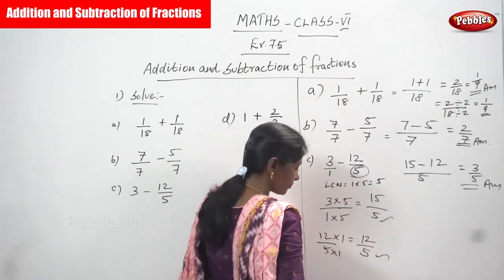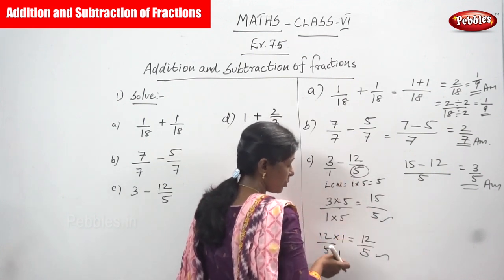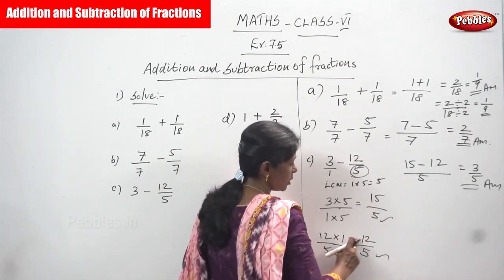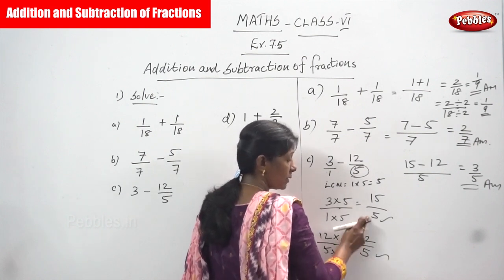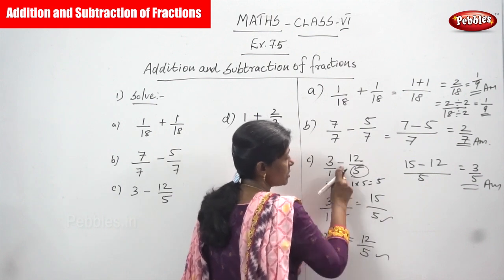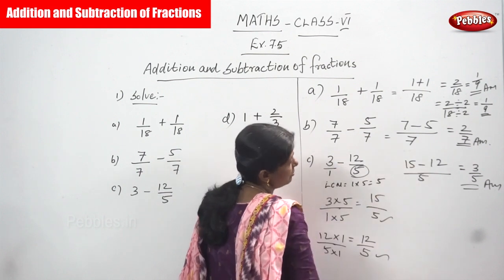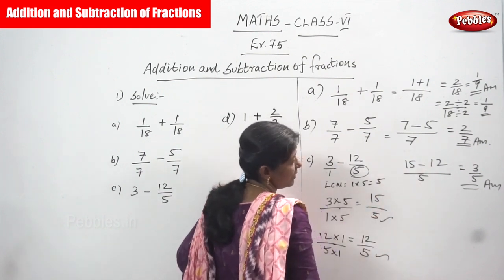And 12 by 5, the denominator is already 5. So what you are going to do, you have to multiply by 1, 5 into 1 and 12 into 1, and you get 12 by 5. So now we have 15 by 5 and 12 by 5. Now both denominators are similar, so you have to subtract only the numerators, because the sign here is subtraction. 15 minus 12, you can get 3 by 5.